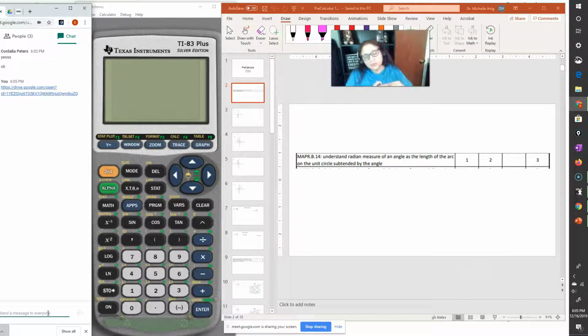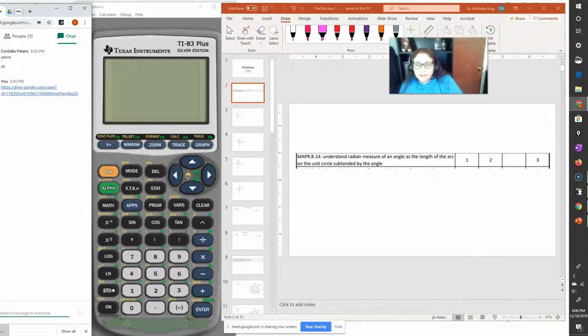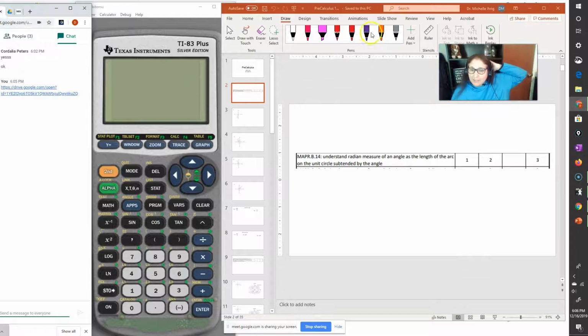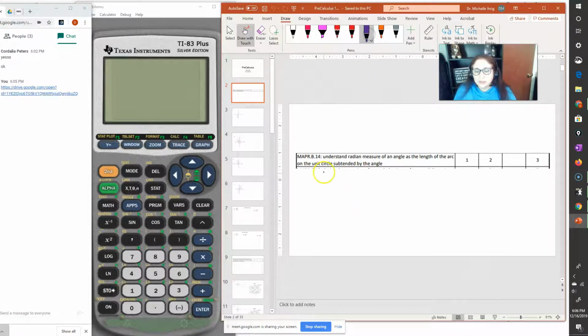Okay, so the first thing we're going to talk about is the AKS 14, which says, understand the radian measure of an angle as the length of the arc on the unit circle subtended by the angle. That's just a whole lot of conversation to basically say unit circle. Remember, anytime that we have the unit circle, it's talking about a circle with a radius of 1. That's the unit circle.